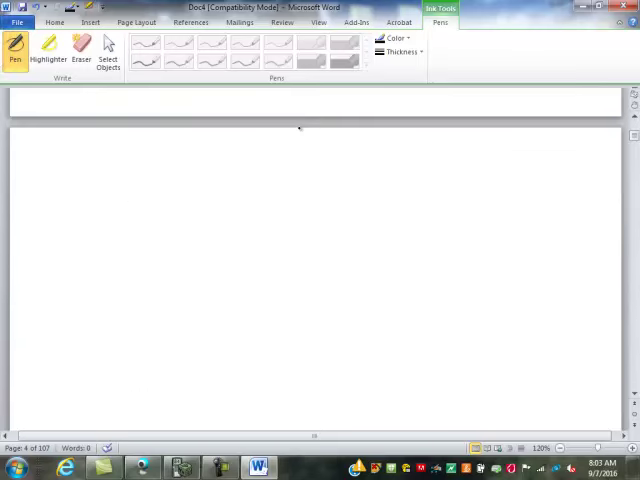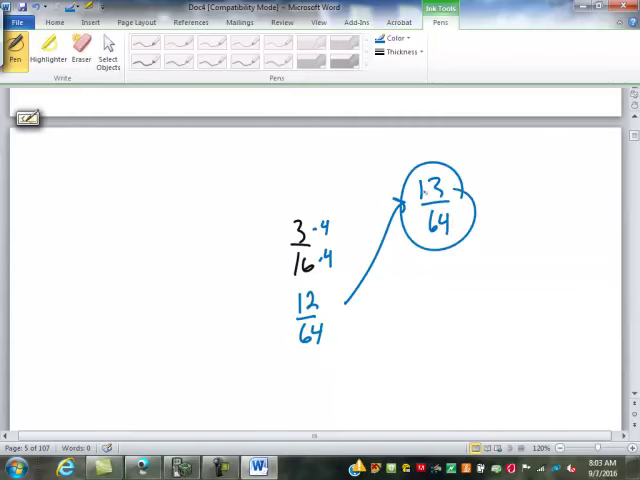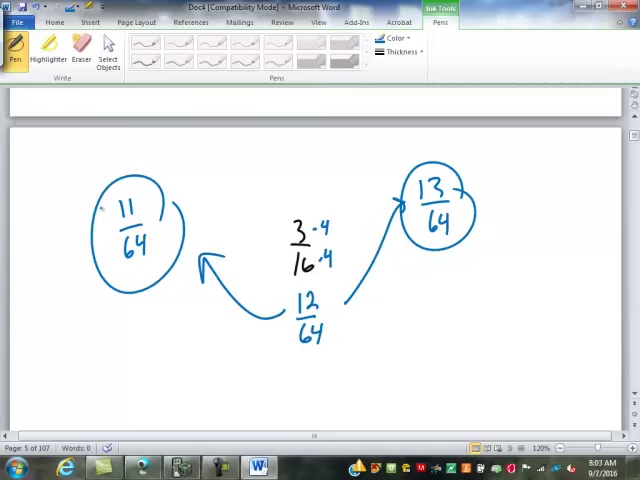Like for number 12, we're given 3/16. I'm going to convert that times 4, makes it 12/64. So the next size larger would be 1 more. 12 plus 1 is 13/64. Next size smaller, you'd subtract 1. 12 minus 1 is 11/64. So I'll have you do 13 through 20 quick.